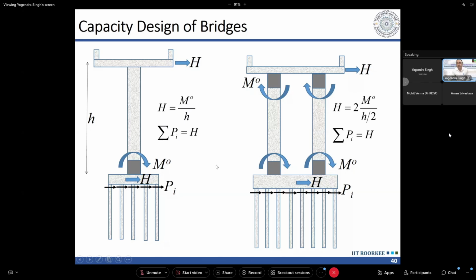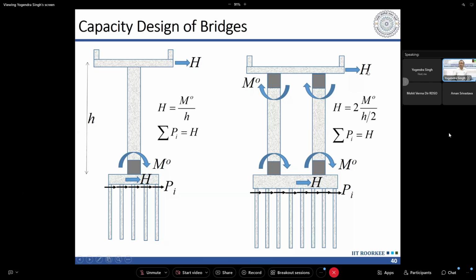Similarly, if it is a multi-column bent, there will be double curvature bending, and when it is bending in double curvature, the hinges will form at top and bottom, and the horizontal force we can calculate as 2 times M naught by h by 2. Because there are two columns, it is 2 M naught by h by 2, because it is bending in double curvature, so the effective height will become h by 2.